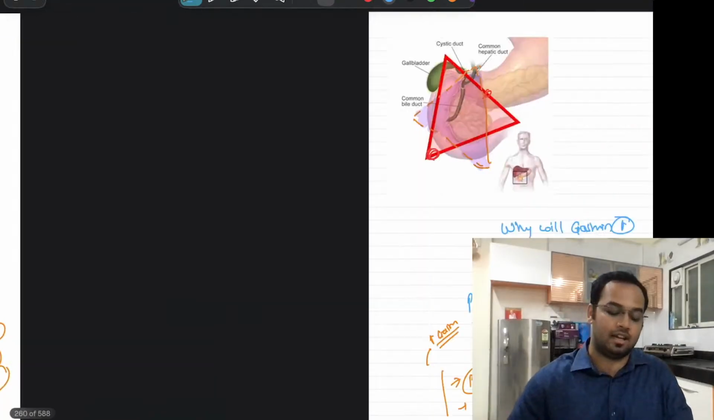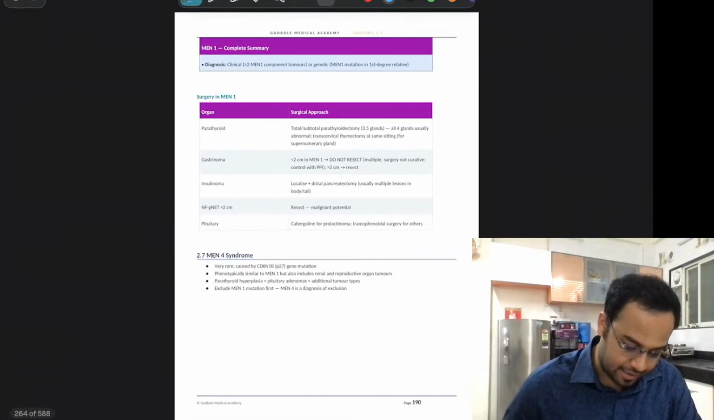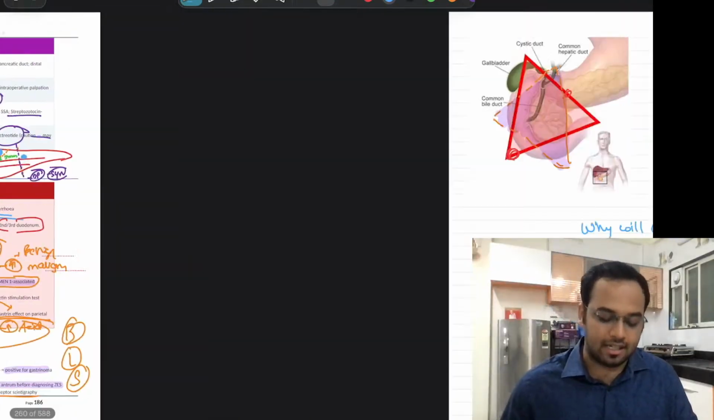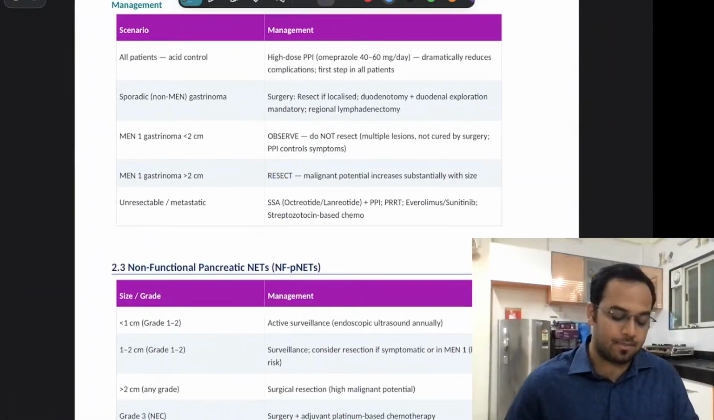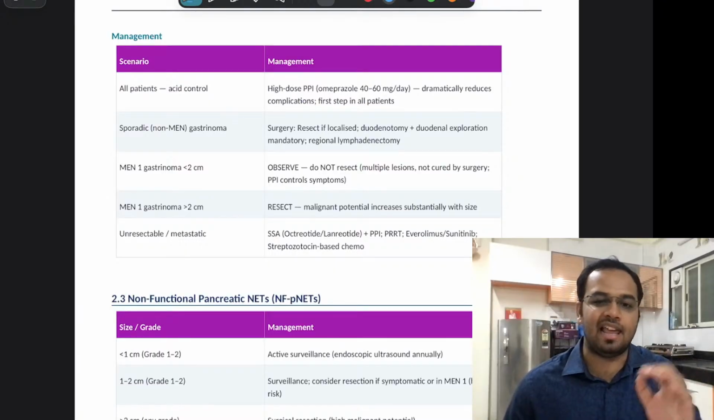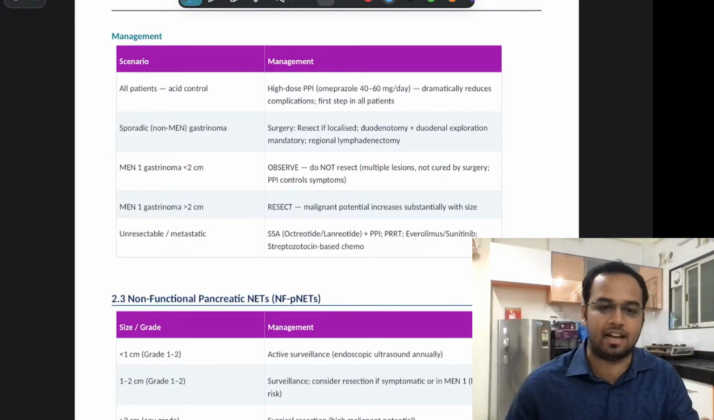So here you can see what a gallium DOTATATE scan is. I think I've put it up later, so I'll show you the gallium DOTATATE scan also. Very much important. So as I said, whenever any patient comes, we do BLS, then the biochemical test, then for localization we did the gallium DOTATATE scan, and now you are going to go for stabilization of the patient.